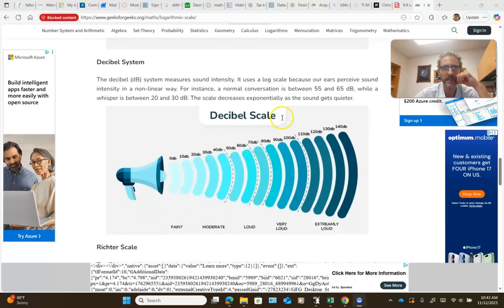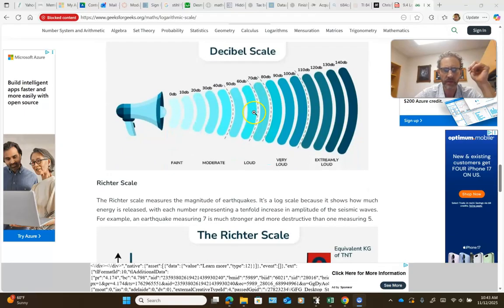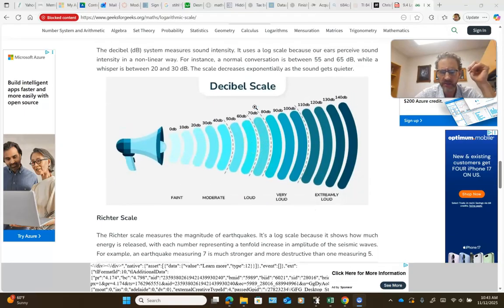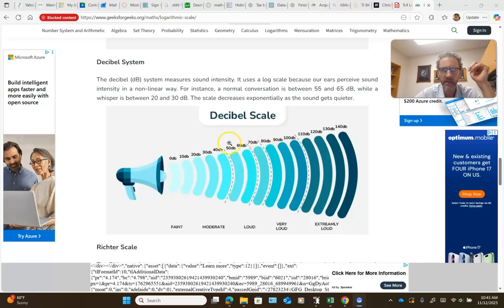All right. Another example is the decibel system that we use to measure the intensity of sound waves. Okay. This is a log-based scale. I can't remember if it is a log base 10 scale or not. I don't remember what the base is. But anyway, just a small change in the decibel scale can actually mean a significant increase in the intensity of the sound wave.